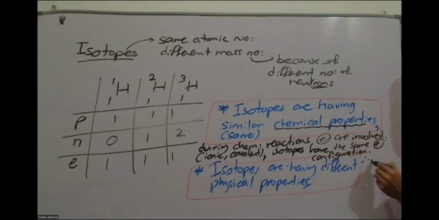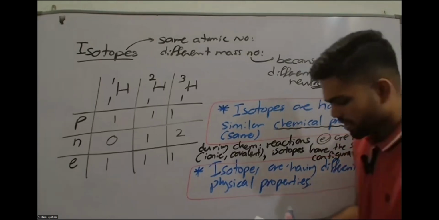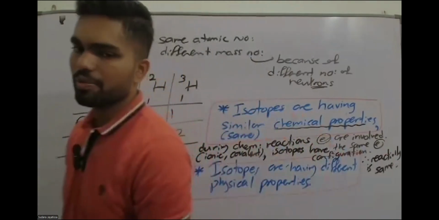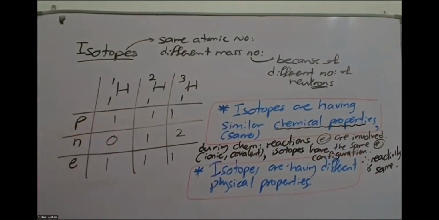Therefore, reactivity is the same. Understood that one? So that's why isotopes have similar chemical properties, because they have the same electronic configuration. I add the term configuration because multi-electron atoms like lithium, sodium, chlorine have many electrons. So the way they are arranged is also the same configuration.